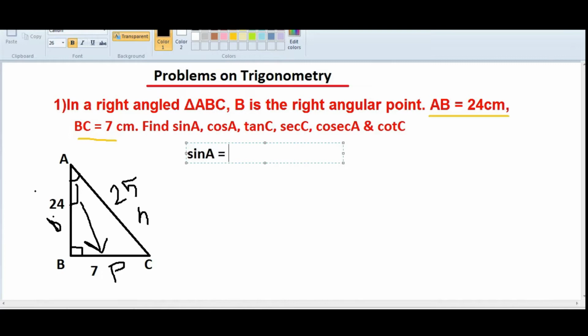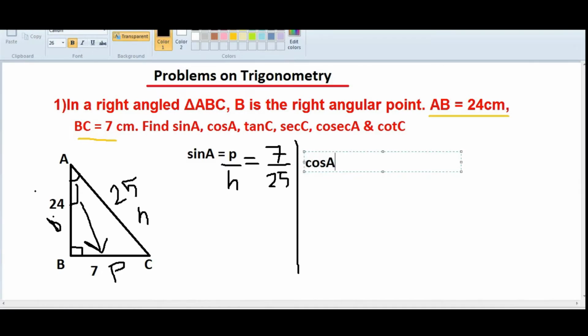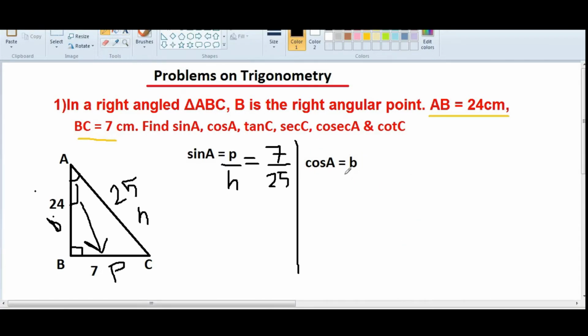So sine A equals to, what's the value of sine A? It's perpendicular by hypotenuse. So what's the value of perpendicular here? It's 7 and hypotenuse 25. So 7 by 25 is our first answer. Next, cos A. So what's the formula for cos A? It's base by hypotenuse. So we will write here base by hypotenuse.